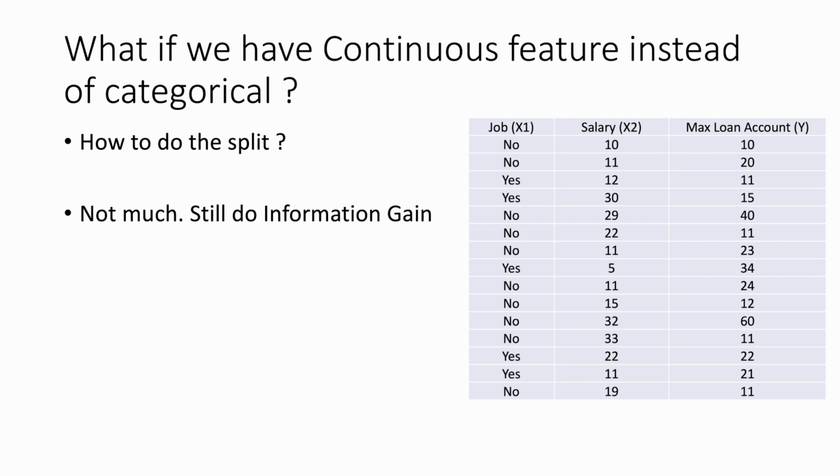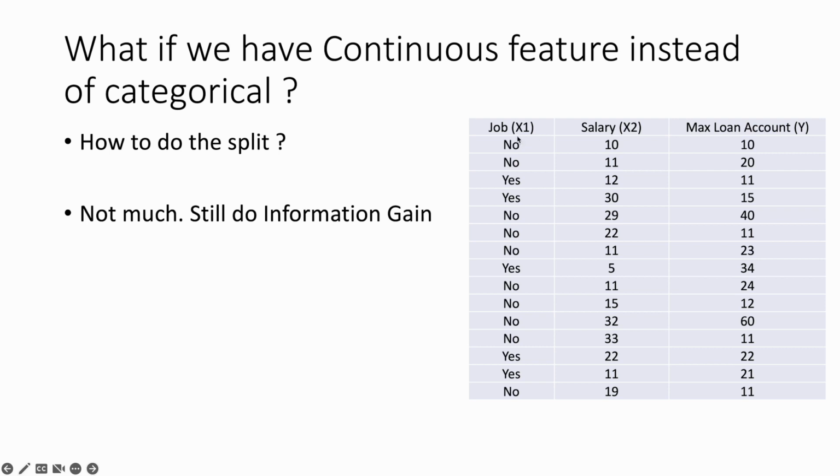That will be my first candidate. My second candidate will be the net salary of 11. So what will be the midpoint of 10 and 11? 10.5. Similarly, my second split will be: should the salary be less than 10.5 or more than 10.5? And again, I calculate the entropy, I calculate information gain, everything in the same way, right?